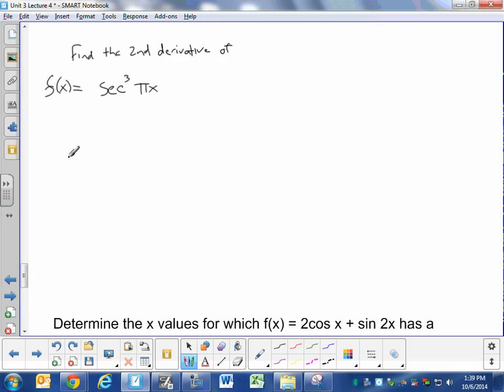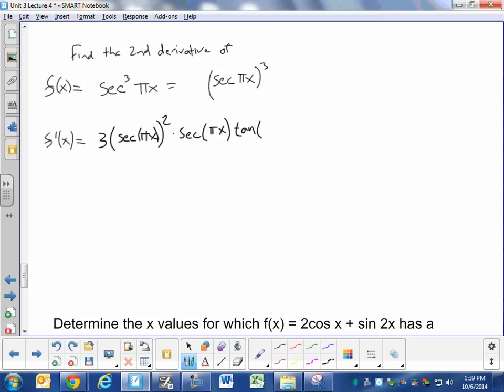You can find the second derivative using the chain rule. Secant cubed of pi x. I could rewrite this as secant of pi x, quantity cubed. The outside would be an x cubed. Take the derivative of the outside, that's 3x squared. Of course, you leave the inside alone, times the derivative of the next innermost piece, which would be the secant, so it's secant x tangent x, times the derivative of the innermost piece, which is the pi x, that is pi.